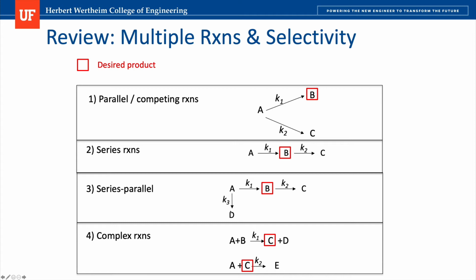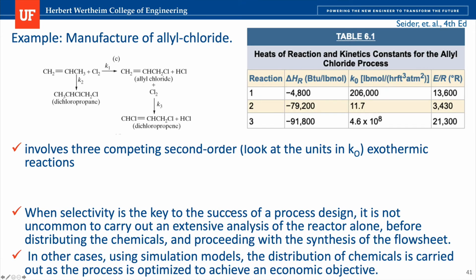Here, the desired product is marked by the red box. This is an example of how important the kinetic information is. So this is the manufacture of allyl chloride, and here on the right side you have the heat of reactions and kinetic constants for the allyl chloride process. You have 3 different reactions, right? You have reaction 1, which is the one that produces the allyl chloride. Reaction 2 produces the dichloropropane, and then reaction 3 reacts with more of the chlorine, right? That is part of the reactants in reaction 1, to produce the dichloropropane.